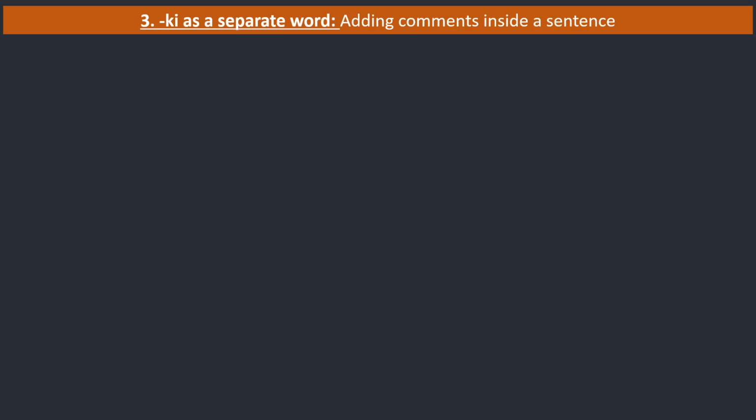The other function. Üçüncü fonksiyon, üçüncü işlev, üçüncü anlam. Fonksiyon, işlev, function demek. Aynı kelime. Sadece fonksiyon yabancı, işlev Türkçe sanırım. İşleve bakayım. Evet. Bir cümle içine yorum eklemek. Adding comments inside a sentence. Comment, yorum. Sentence, cümle. Cümle içine yorum eklemek.